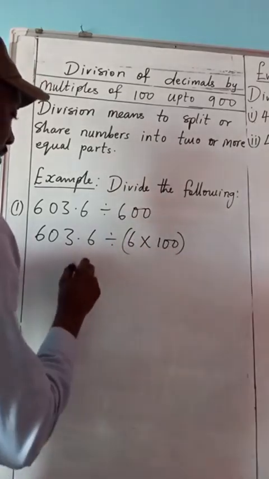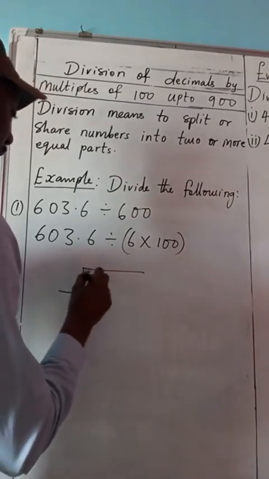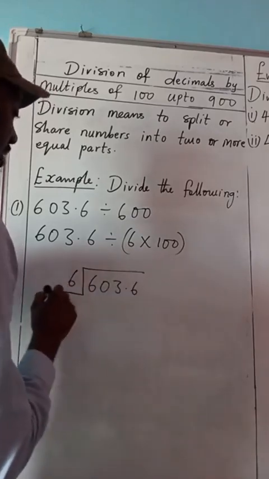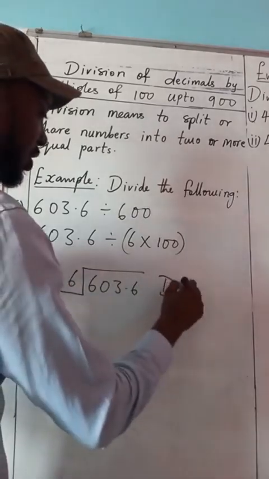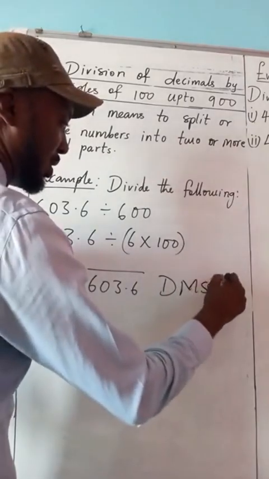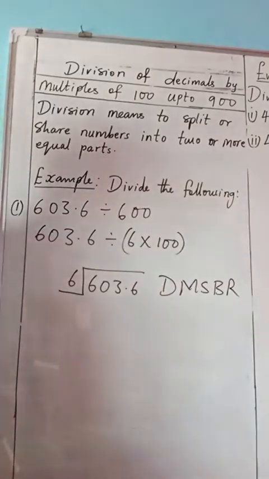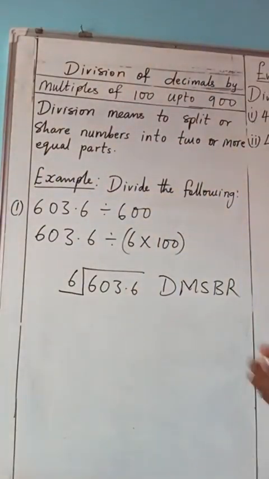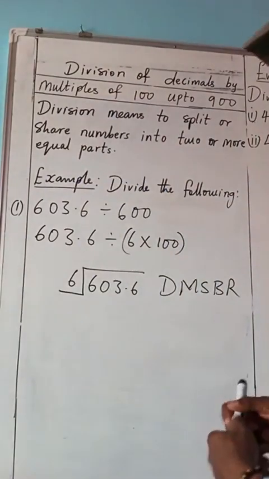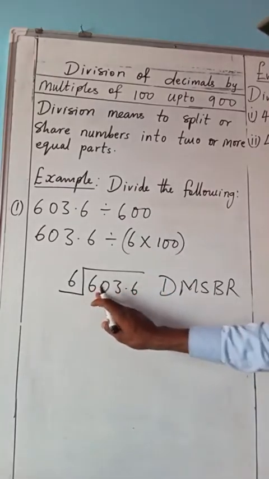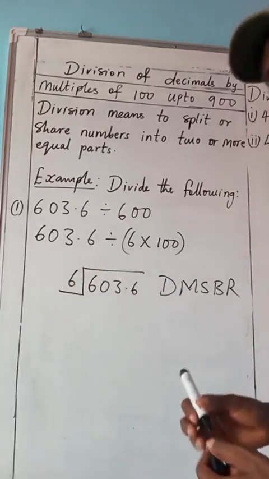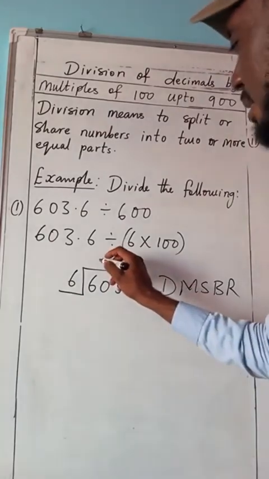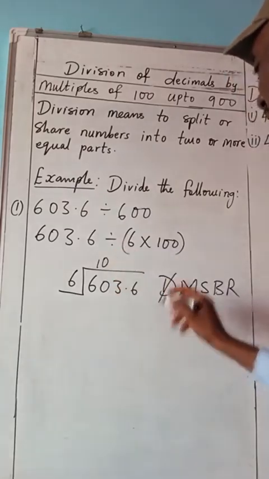Now we use the long division method to divide. So we have 603.6 as the dividend and 6 as the divisor. We have our direction, DMSBR. Now in solving for this, we say 60 divided by 6. 60 divided by 6 will give you 10. You write 10, you've divided.